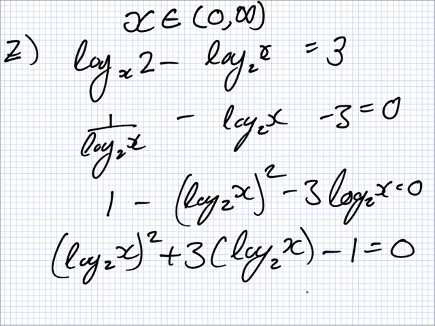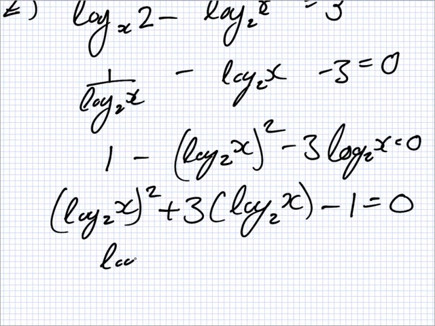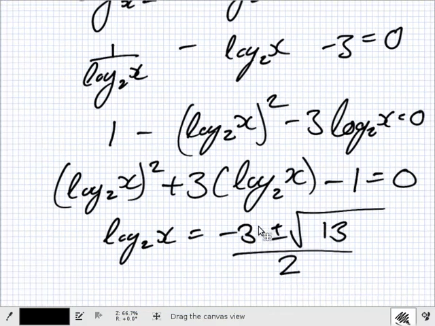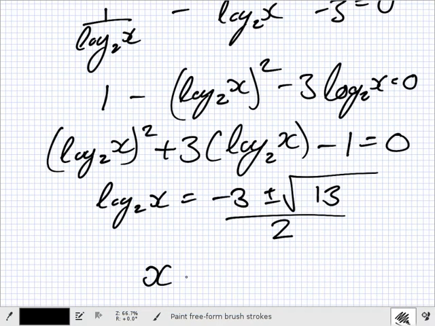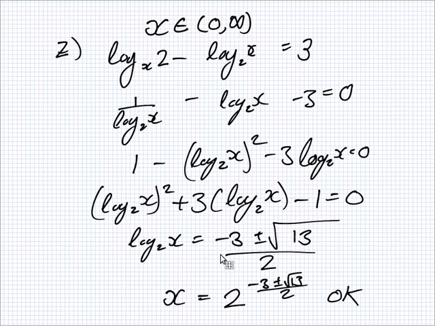So this is quadratic where we need the formula again. So that is log 2x equals minus b plus or minus square root of b squared minus 4ac. So that's 9 plus 4 is 13, all over 2. So finally, I get x equals 2 power minus 3 plus or minus root 13 over 2. Both these answers are positive, so I know both of them will be okay. There we go.